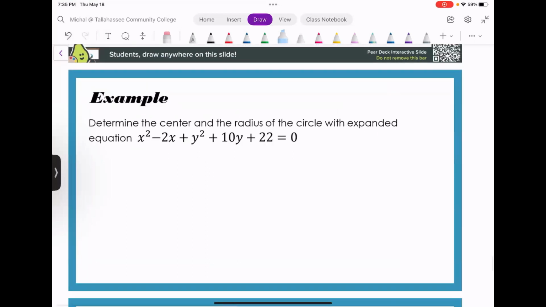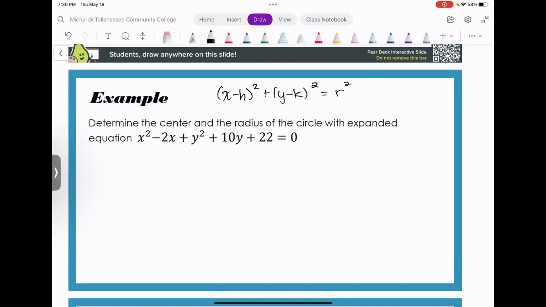We're going to use the process of completing the square in order to write this expanded circle equation in standard form, which is x minus h squared plus y minus k squared equals r squared. So what I need to do is complete the square with my x terms and with my y terms in order to move toward having these perfect squares in my equation.